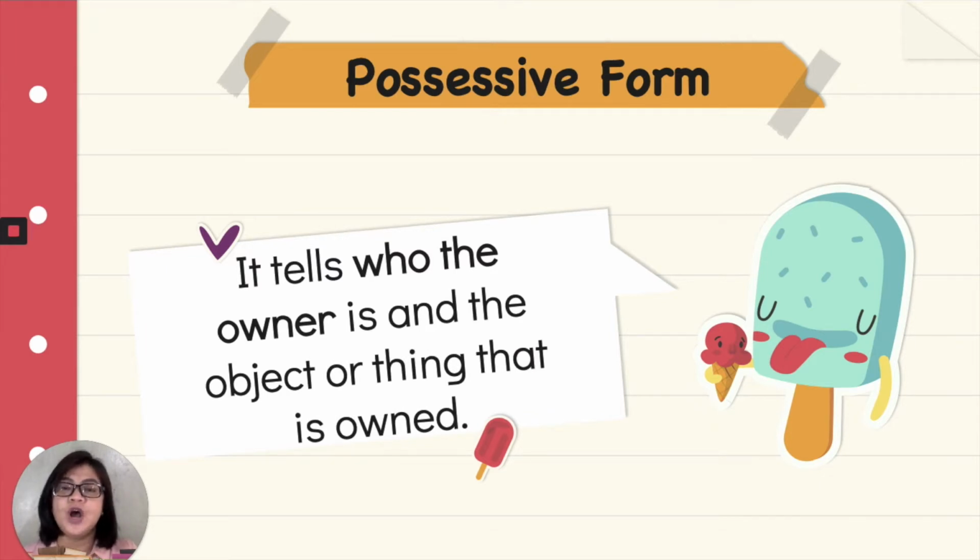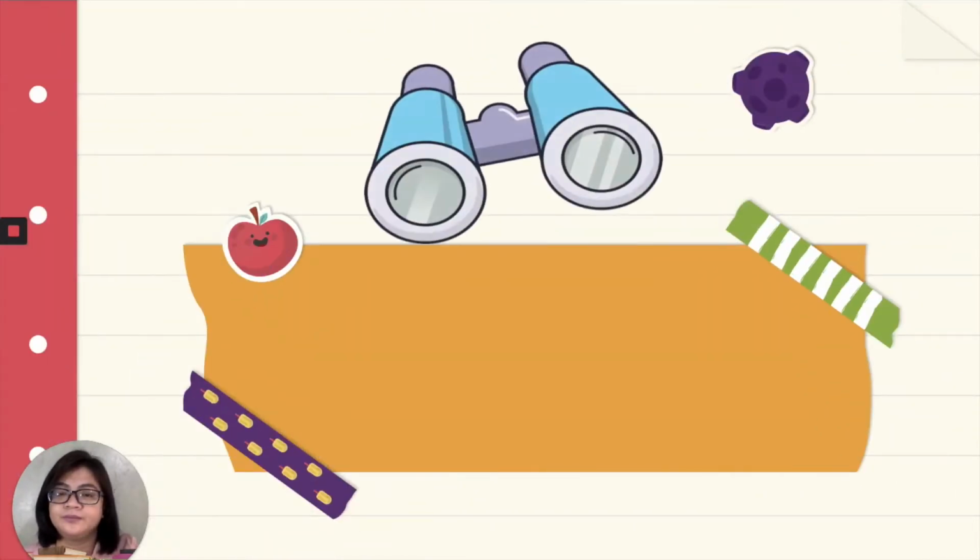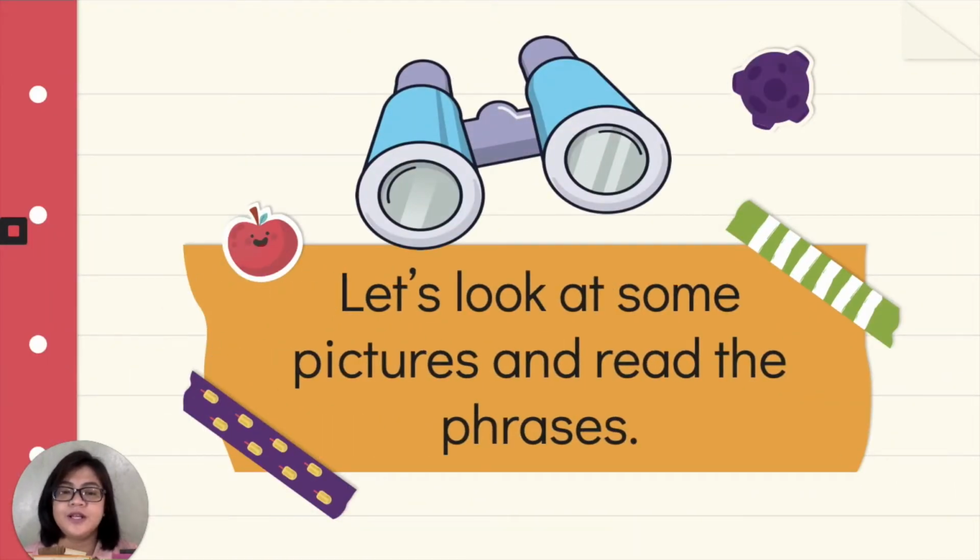So when you say possessive form of noun, two things are very important there: the owner who owns the object, and the thing that the owner owns. Okay? So let's look at some pictures and read the phrases and identify how to make regular nouns into possessive forms of nouns.